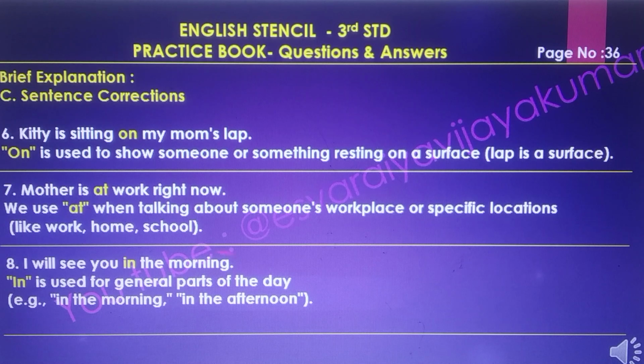I will see you in the morning. "In" is used for general parts of the day. Examples: in the morning, in the afternoon.